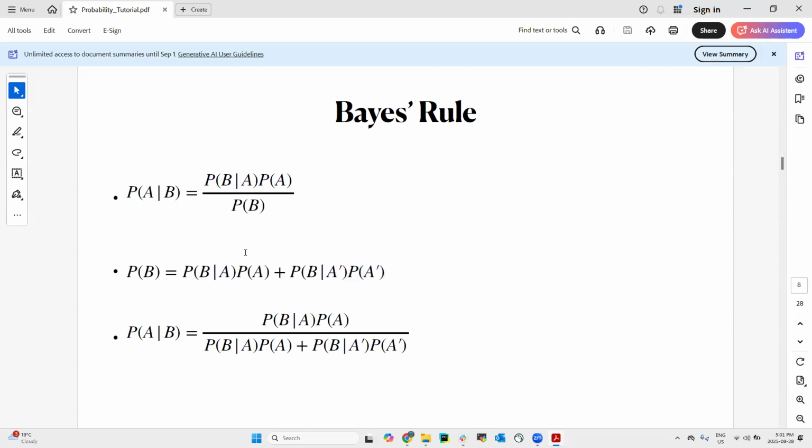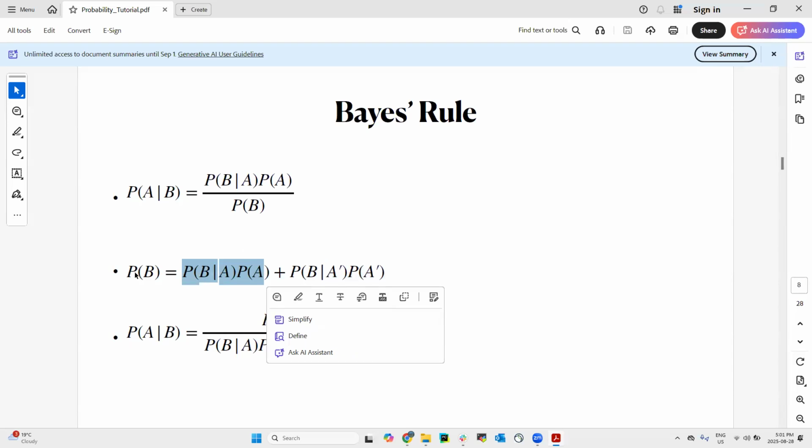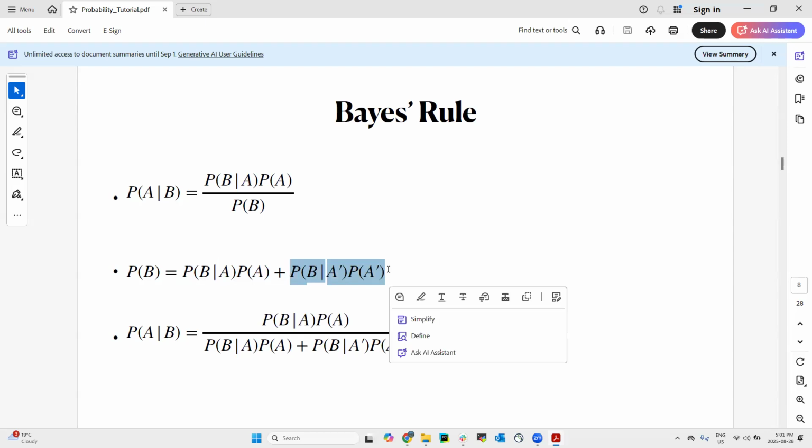So just bear with me, I'm going to describe to you what it means. The first term, from the last slide, we know is going to be the joint probability of A and B, so the probability that A and B happen at the same time. The second term is going to be the joint probability of B and A prime, or A complement. By definition, A prime or A complement is, as the name suggests, the complement of the event A.